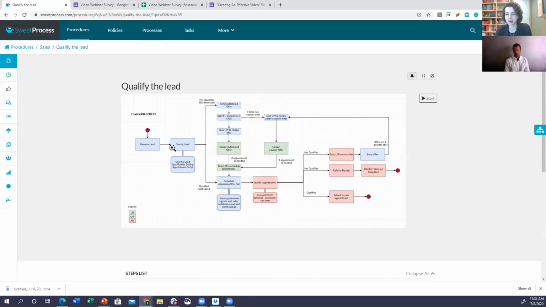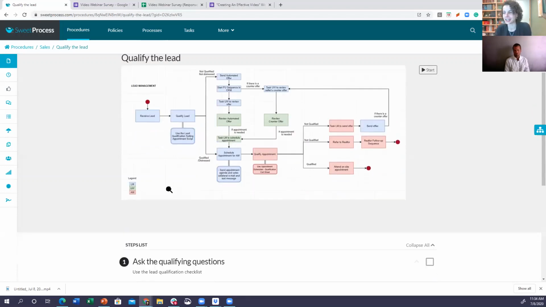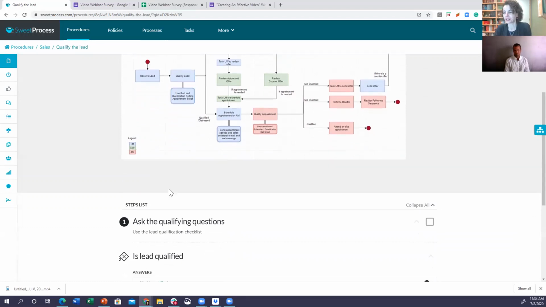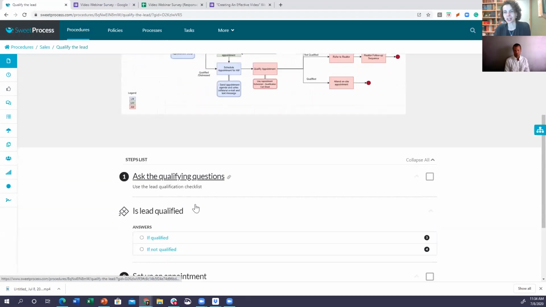So this is an example of how you qualify a lead. We identify here all the steps it takes in order to qualify the lead. Well, this is a great flow chart, but what if we had a video here, like, let's say, asking the qualifying questions. You're the top salesperson, the sales manager, the owner. You can have a video there about what qualifying questions are, and it's so much more effective when they actually hear it from you as opposed to reading it.